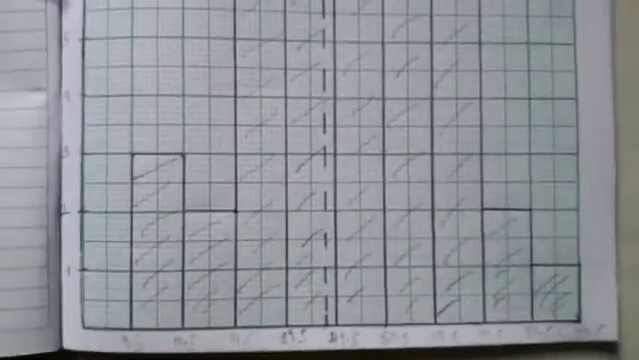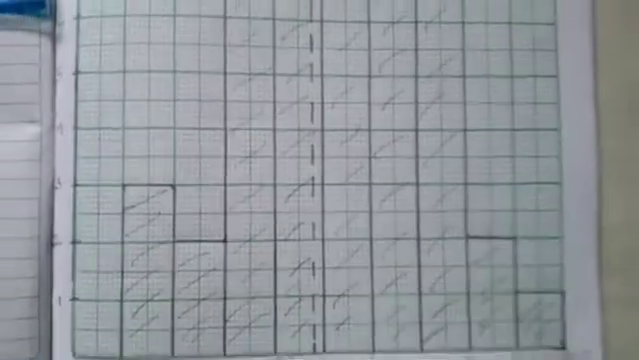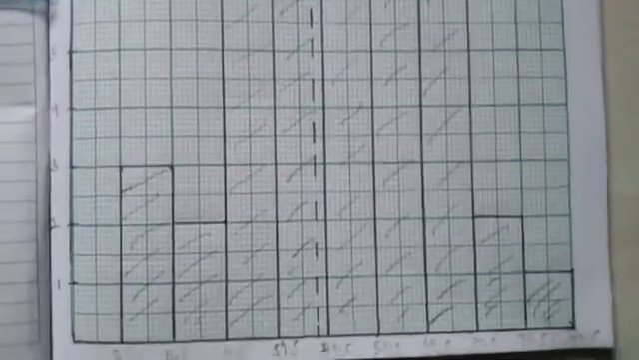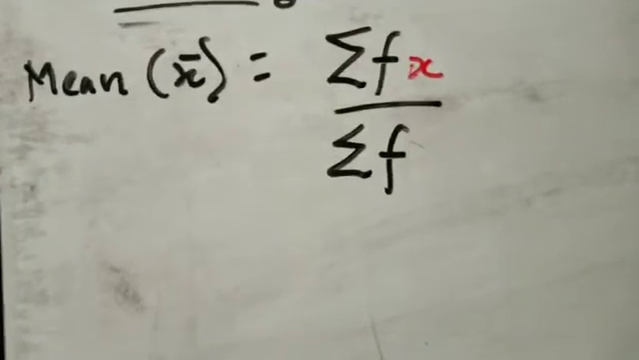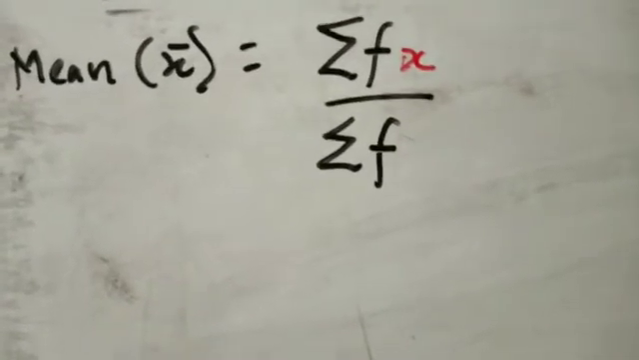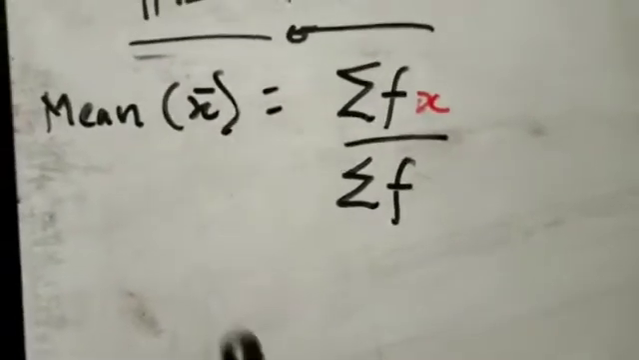So we are done with the histogram. This is a very nice histogram that you should know how to tackle in case you get these questions. Let's look at the questions that follow. The next question says that you should calculate the mean, the mean mass of the class.